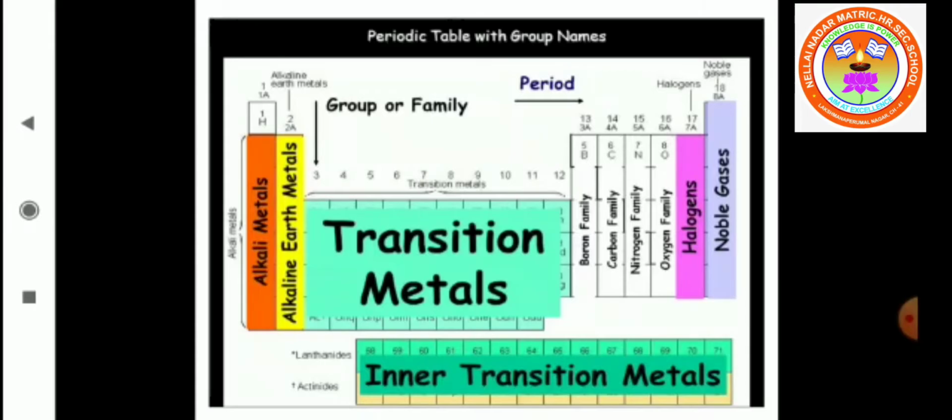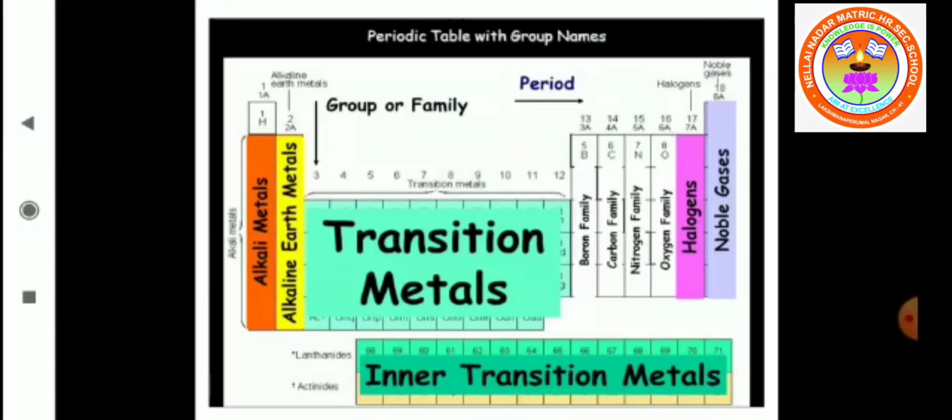See, this slide gives you a very clear picture about the 18 groups present in the modern periodic table. The first group is alkali metals, followed by alkaline earth metals, transition metals. They include inner transition metals. Then 13th group is boron family, then carbon family, nitrogen family, oxygen family, halogens, noble gases.